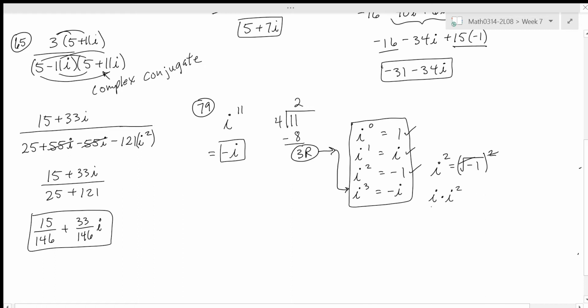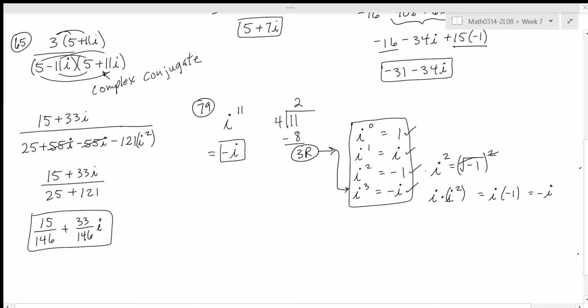Would you agree that I can rewrite i to the third as i times i squared? Right? Because if I multiply x times x squared, I get x to the third. So i times i squared is i to the third, okay? But do I know what i squared is? That's going to be i times negative 1. But negative 1 times anything is, well, negative that thing, right? And so that is how we get that one.